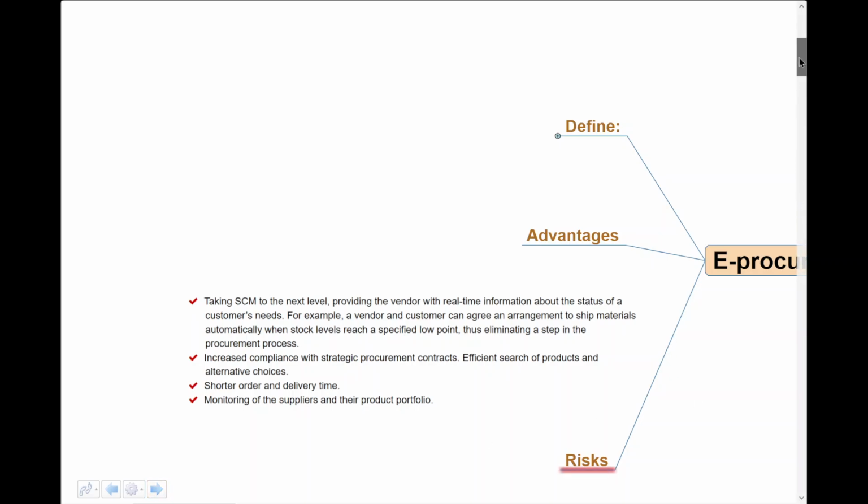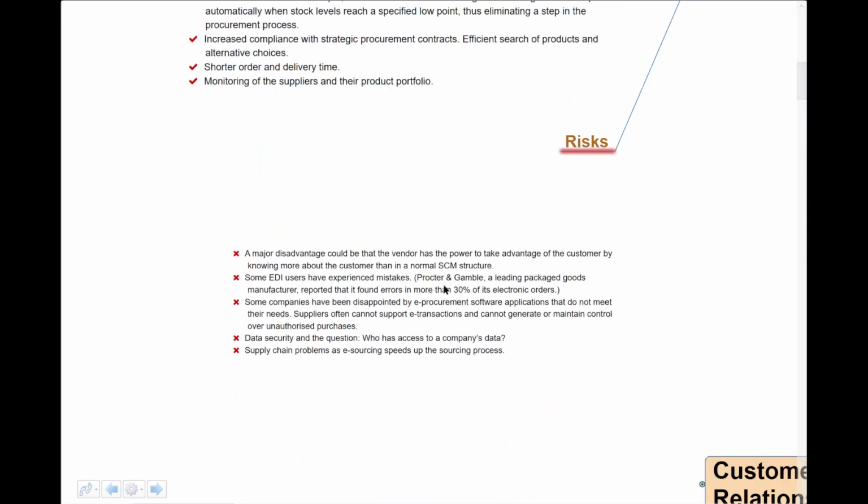But there are downsides also. And in terms of major downsides, obviously information, the idea that a supplier can take advantage of a customer because they know more about the customer. In addition to that, the possibility of mistakes. Outside of that, maybe the software could be glitchy. And key point, maybe the most important thing, is confidentiality and indeed security. Outside of that, certainly the supply chain problems as e-sourcing speeds up the sourcing process in one sense. It may well be that we build in inefficiencies in some way, shape, or form.